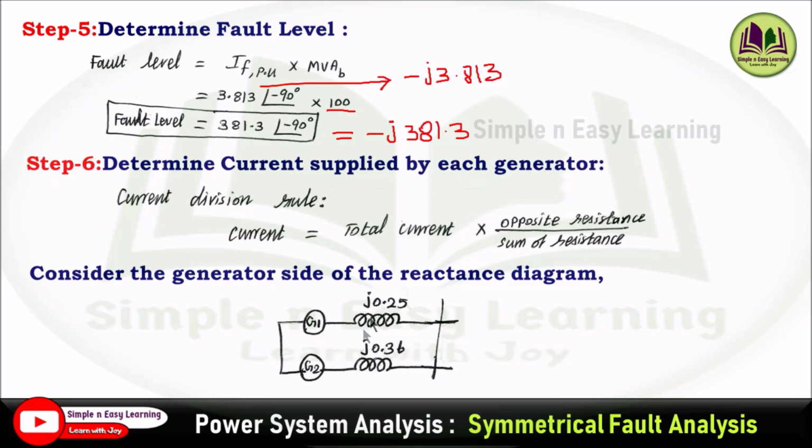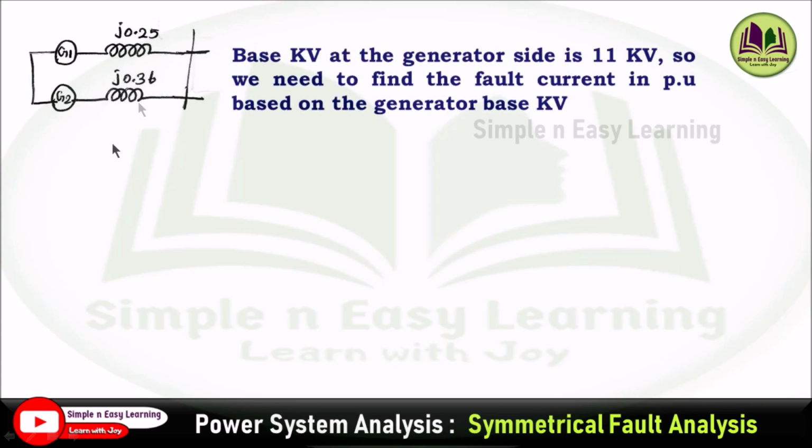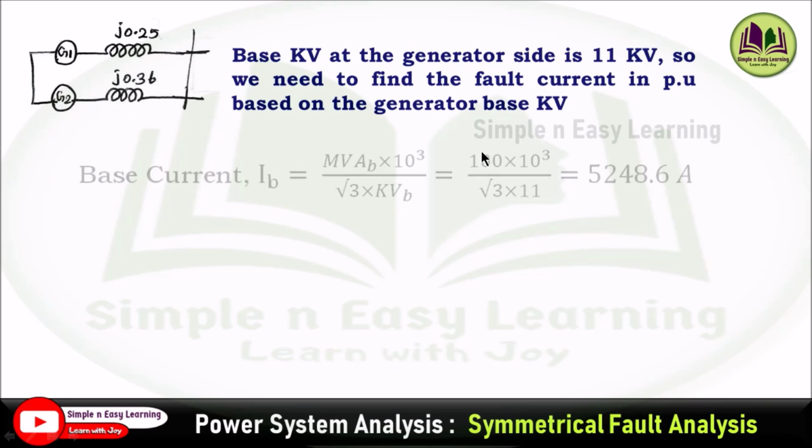In this reactance diagram we are going to apply the current division rule. So generator part of the reactance diagram, generator 1 reactance is 0.25, generator 2 reactance is 0.36. Okay, so base kV at generator side is 11 kV. So we need to find the fault current in per unit based on the generator base kV. Previously we determined the fault current in per unit based on the fault side base kV, but now we are going to find the fault current supplied by the generator. So generator side base kV is something different from the fault side base kV, since generator is located at section 1 and fault is located at section 2. Okay, so generator side base kV is 11 kV.